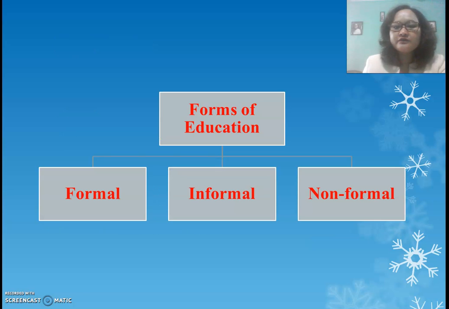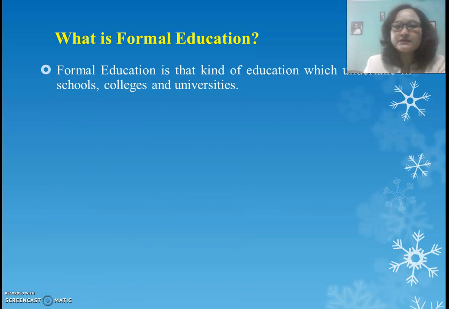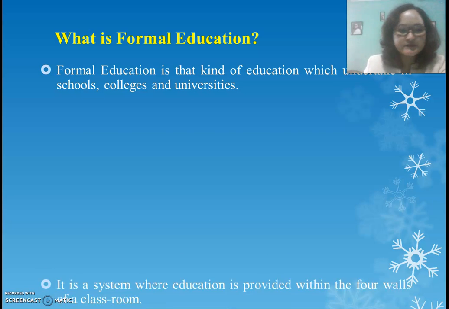Now, when we talk of the forms of education, we get to know that there are three forms of education: formal, informal, and non-formal education. Now, what is formal education? Formal education is that kind of education which is undertaken in schools, colleges, and universities. Or we can say that formal education takes place in any educational institution.